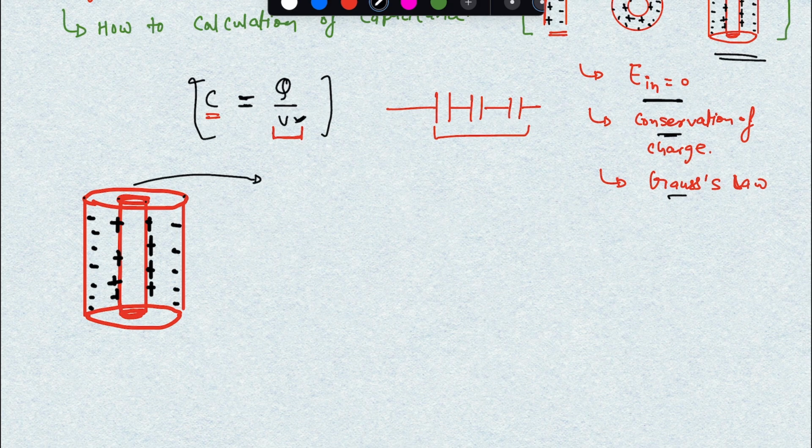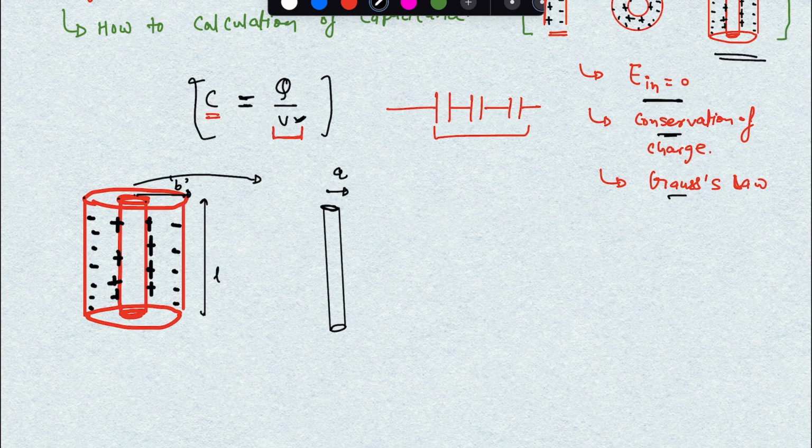What are the approximations? The approximations are related to the geometry. First of all, we will consider the inner cylinder to be very long, or comparatively very long. What that means is, if I take the inner radius to be equal to A and the outer radius to be equal to B, then this gap between A and B is very small compared to the length L.